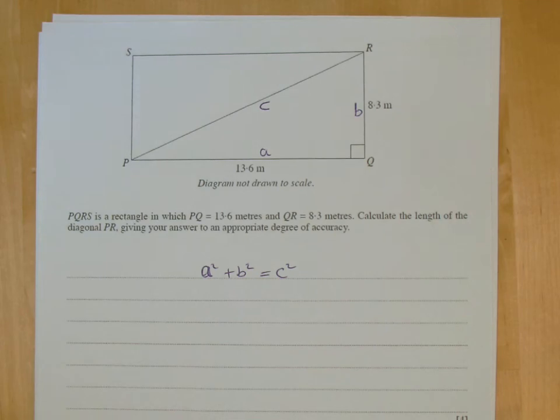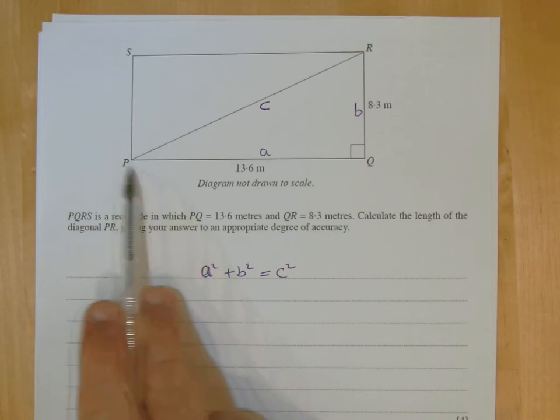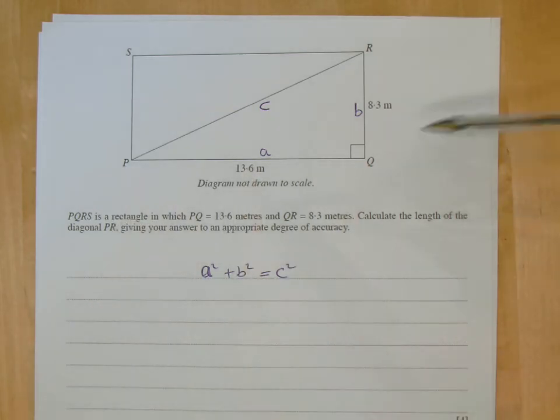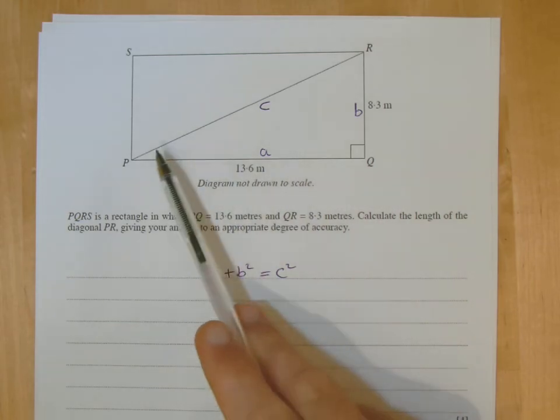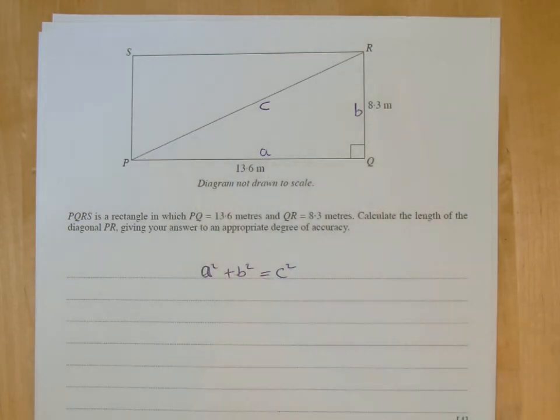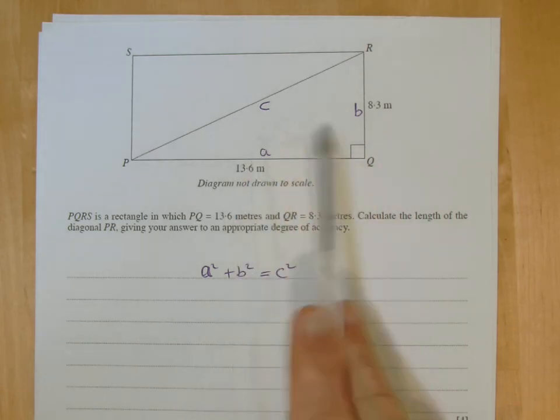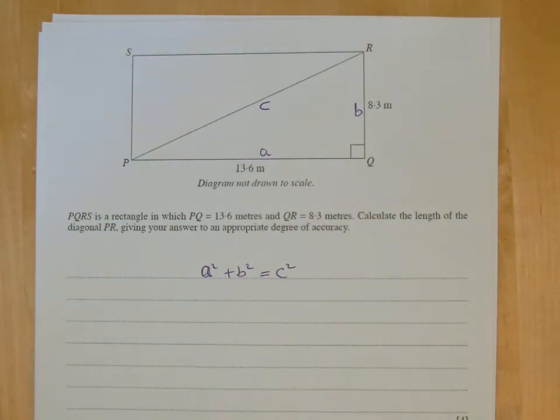Okay, so PQRS is a rectangle, where PQ is 13.6 and QR is 8.3. It says calculate the length of the diagonal, PR. Now you can see what I've done: I've labelled the sides A, B, C, because we do that with Pythagoras' theorem, don't we? And Pythagoras' theorem can be used here.